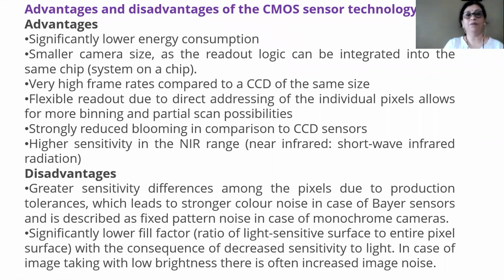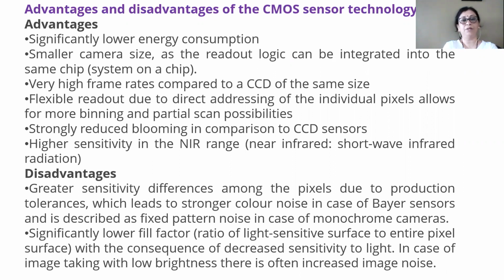So let us discuss advantages and disadvantages of CMOS sensor technology. Its advantages are significantly lower energy consumption. Lower energy consumption means more battery, and you can use the battery for a long duration. Also, small camera size, as readout logic is integrated on the same chip.